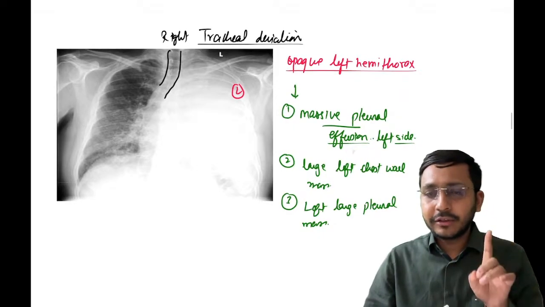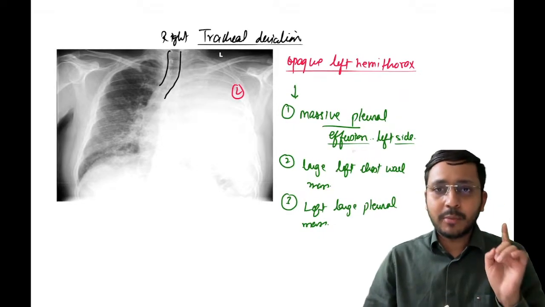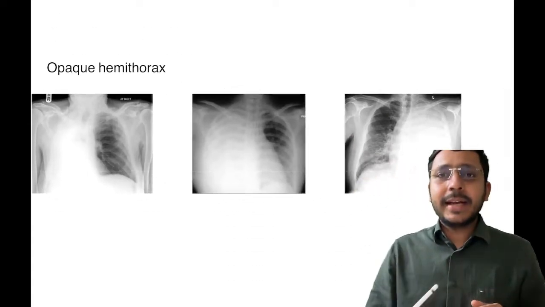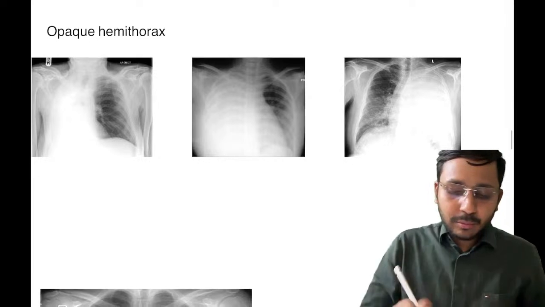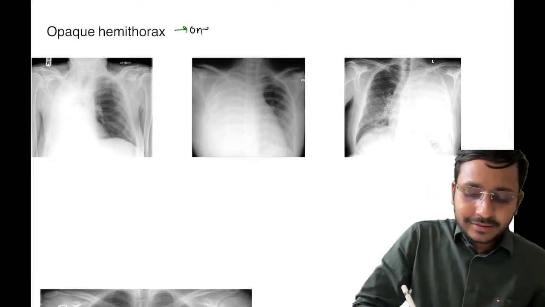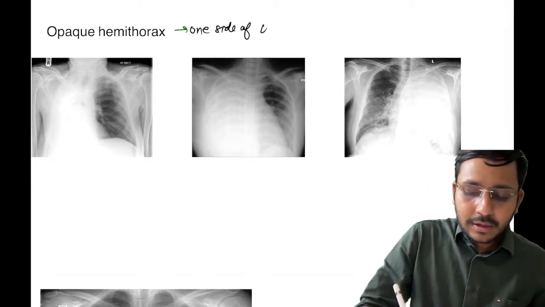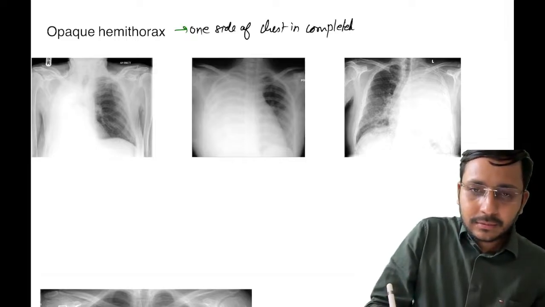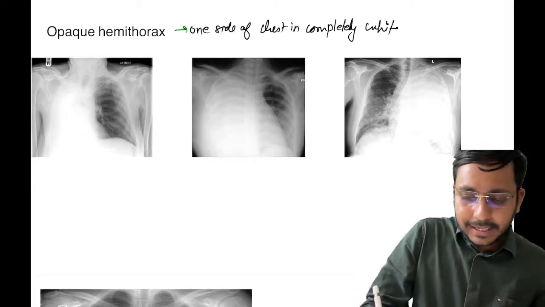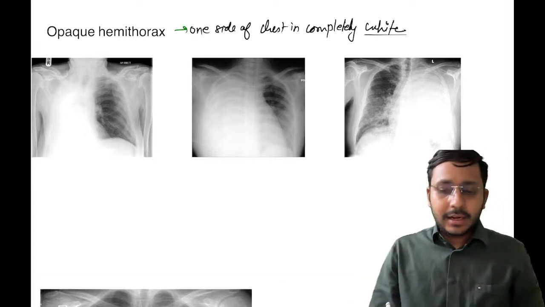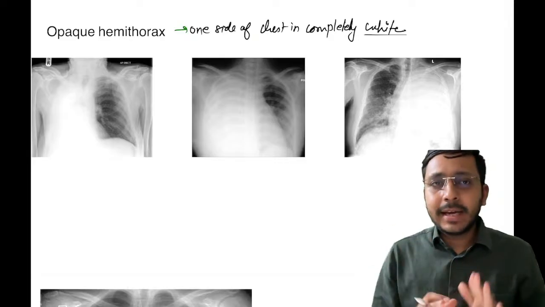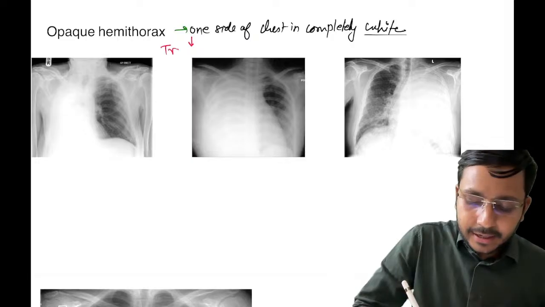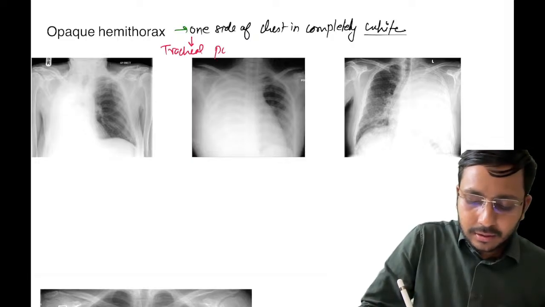So this is our first image and first spotter. Next are other similar looking images. So what do we call an opaque hemithorax? One side of the chest is completely white. Now the differential diagnoses are made after you see the tracheal position. Next step is to see the tracheal position.